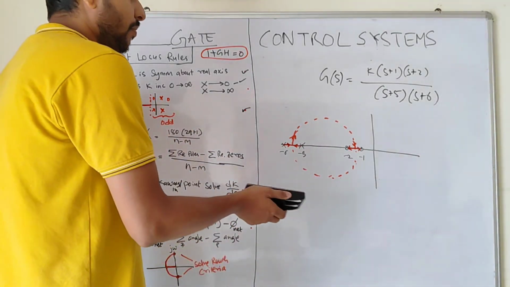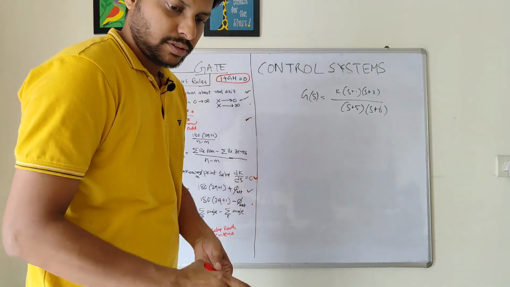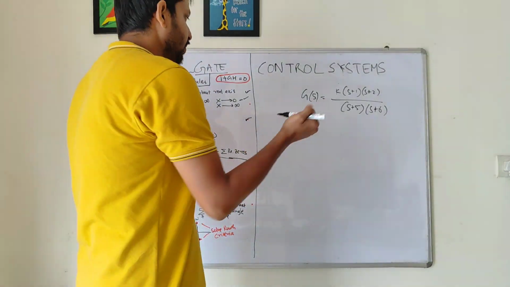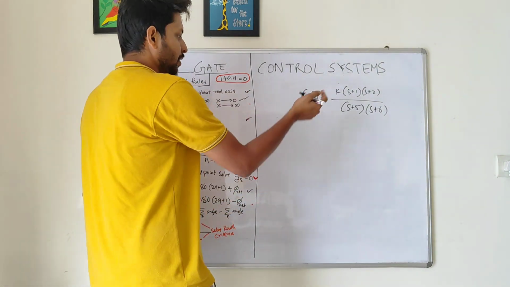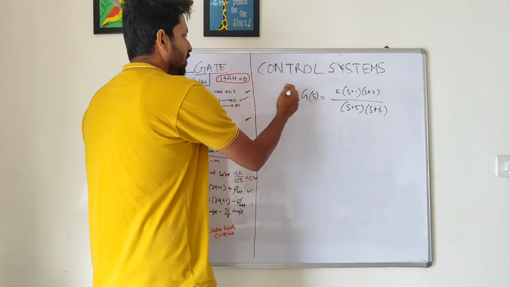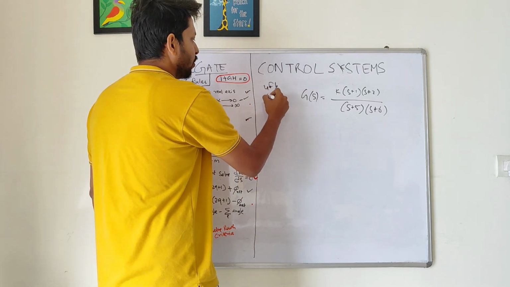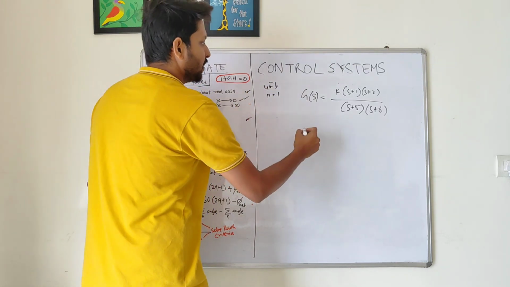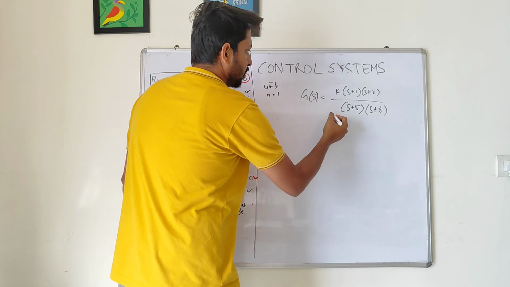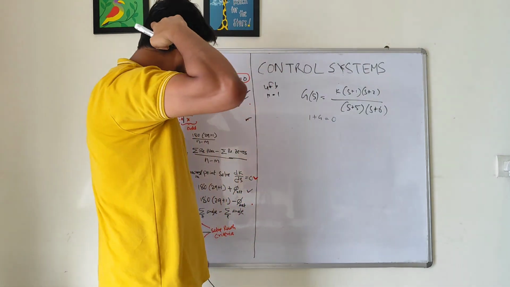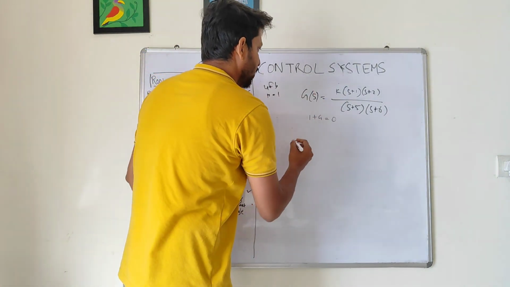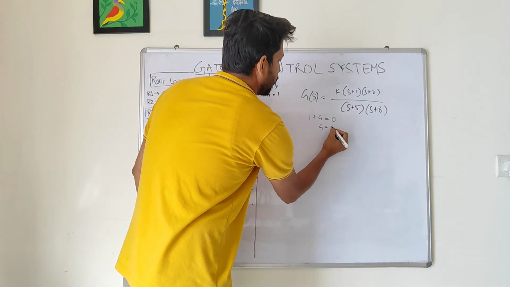So we need to write this equation. Basically the characteristic equation is always given by 1 plus GH is equal to 0, and since it's a unity feedback system, H is 1, right? So 1 plus G is equal to 0. So solve for this. Basically G is equal to -1.